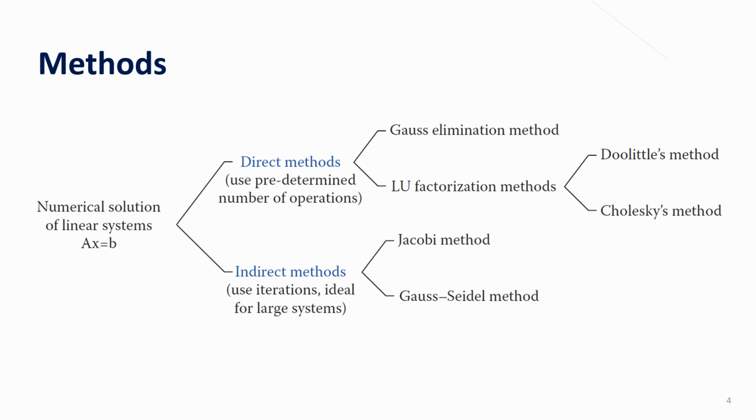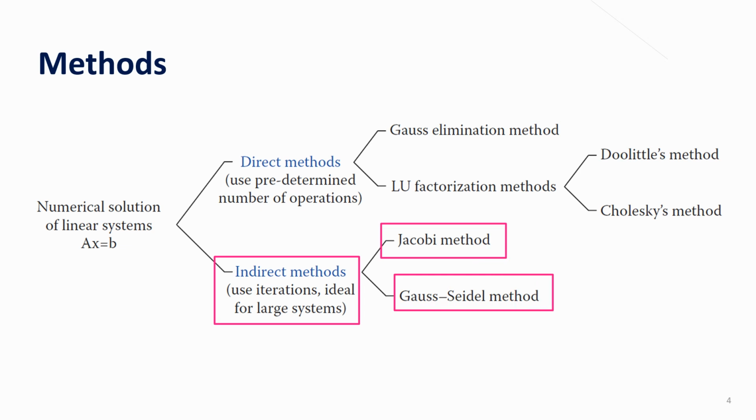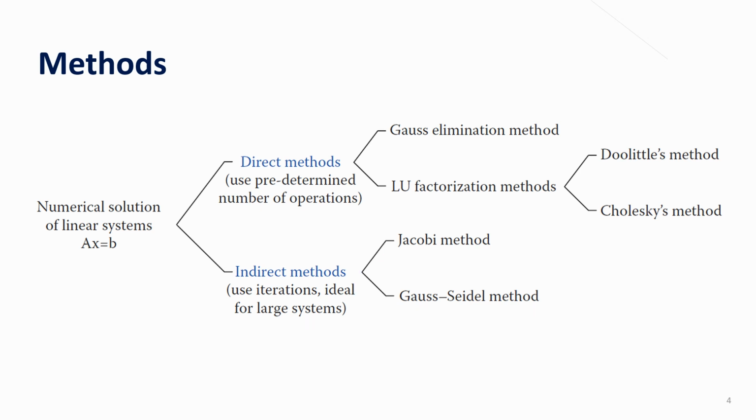For the indirect method, it uses some iterations to find an approximate solution. Normally this one will be ideal for larger systems in which you have more variables and more equations. They consist of the Jacobi method and Gauss-Seidel method. I don't think we will discuss this in these slides.